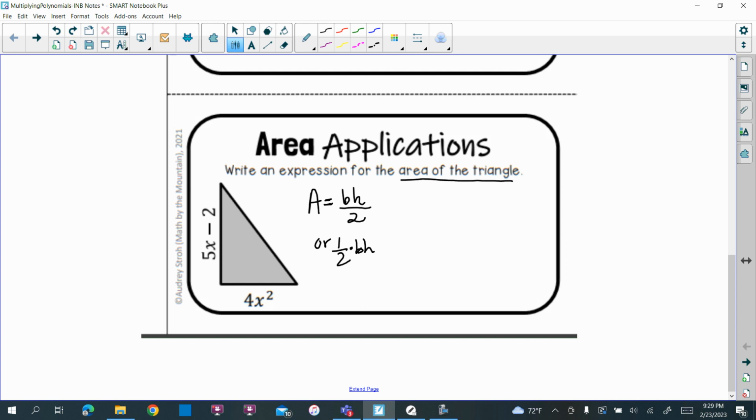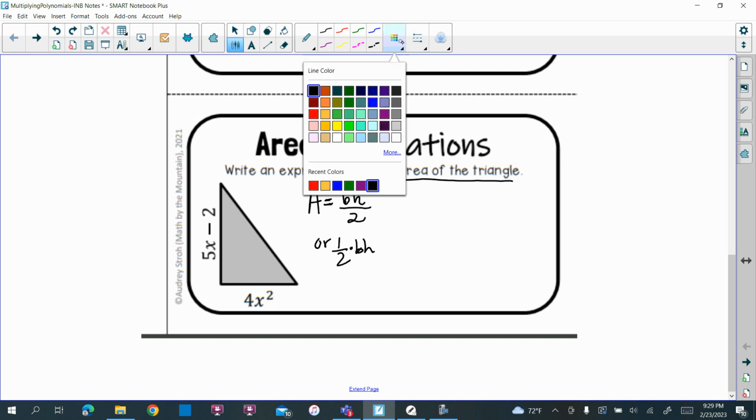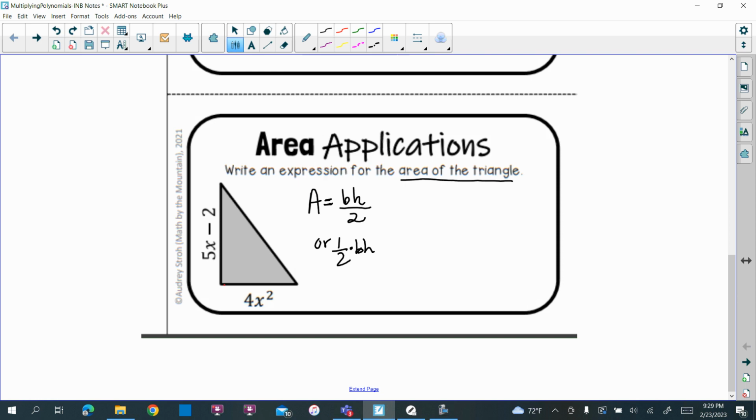Now, hopefully we recognize that in this triangle, your base is down here, okay, where we have this 4x squared. So this is actually our B, our base. And then our height of our triangle is here, this vertical. Normally we would have a box here to prove that it's height, because height is always perpendicular. And so this 5x minus 2, that expression, is going to represent the h, the height.